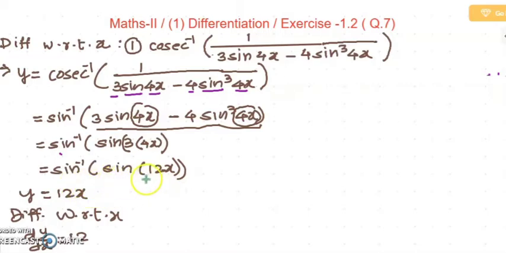Sine inverse of sine x is x. So sine inverse of sine of anything is that thing. So it gives you 12x. See how difficult it looked; this expression was very complicated in the beginning. It became just 12x, and then differentiating it with respect to x, you get just 12. So in this manner we can solve this example.